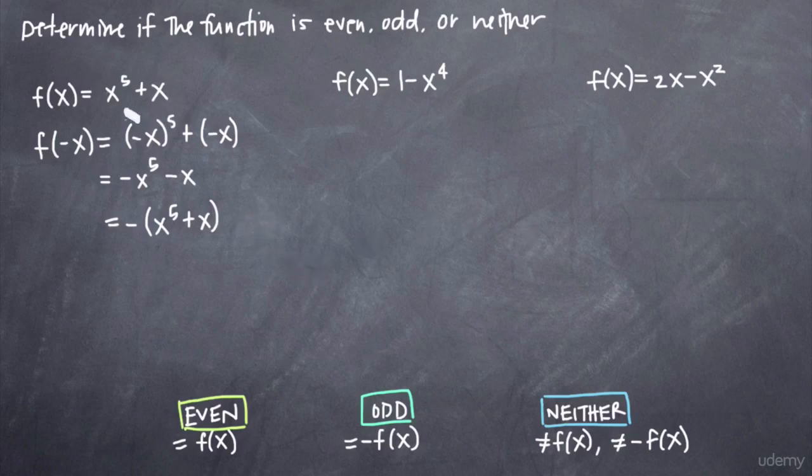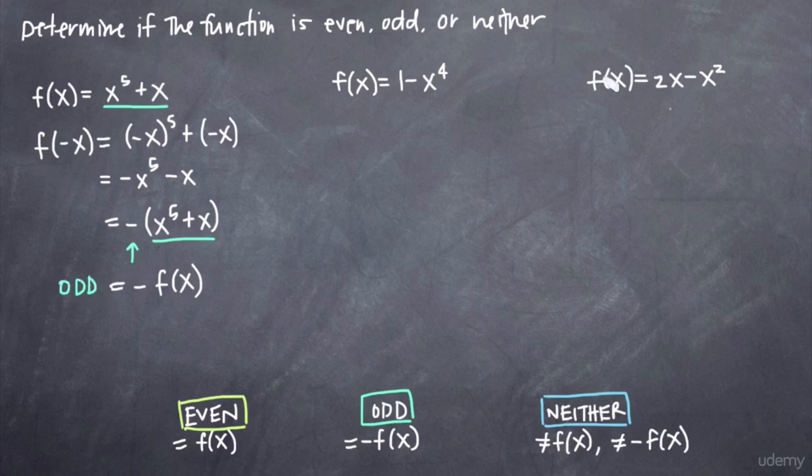We have in our original function, x to the fifth plus x, and in our simplified function here, x to the fifth plus x, the only difference here is this negative sign. As you can see, since we know that f of x is equal to x to the fifth plus x, we could just as easily substitute f of x for x to the fifth plus x, and you can see that we get negative f of x. That's exactly what we were looking for to determine that this is an odd function, so we know here that we have an odd function.